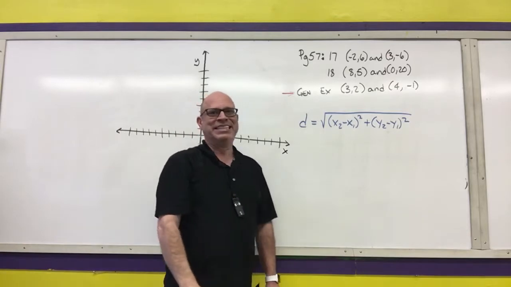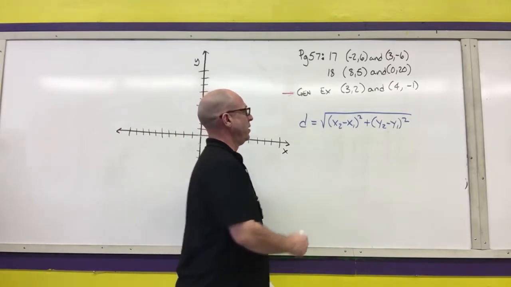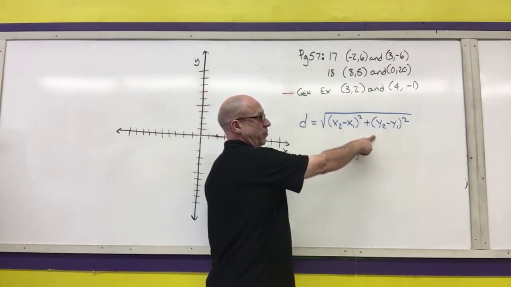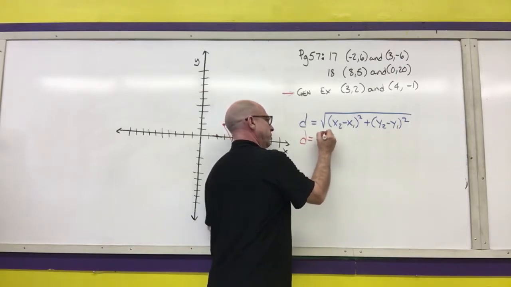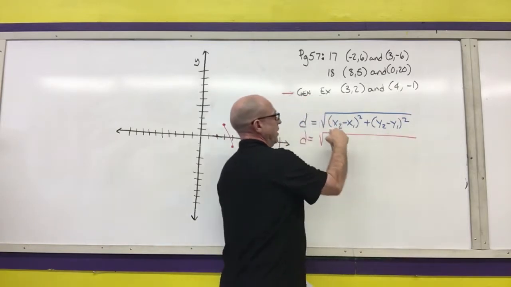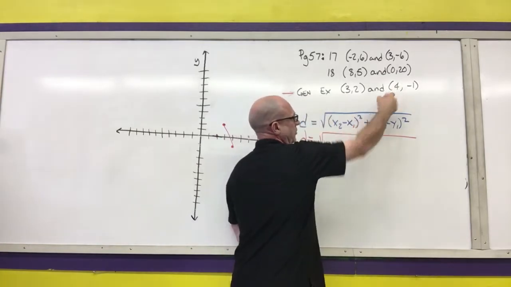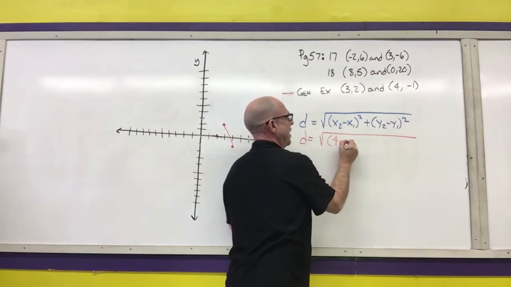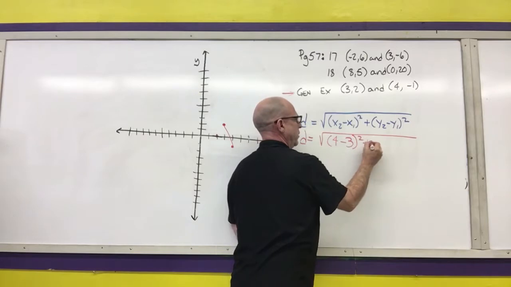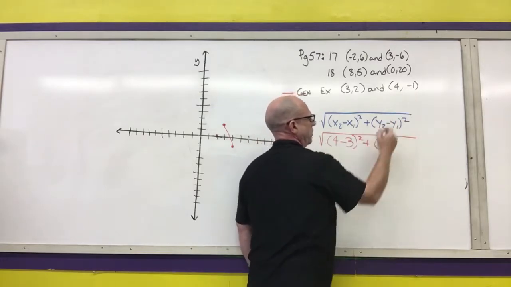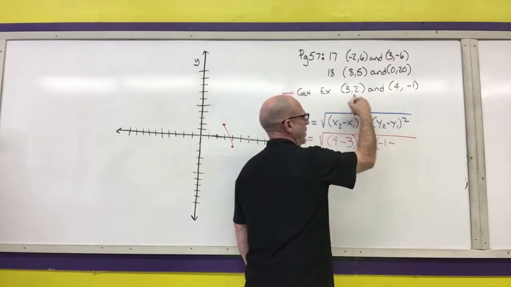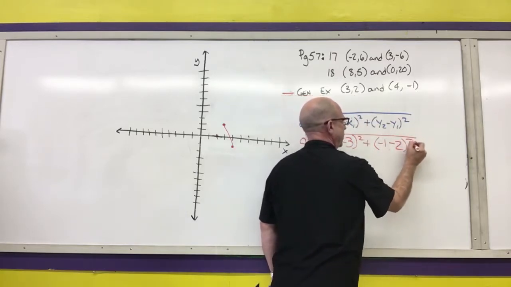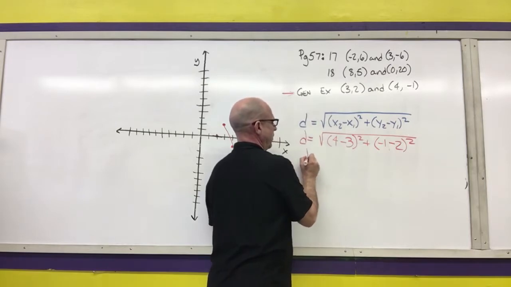Well, one method of finding the distance is to use the distance formula. So I'm writing the distance formula from where we derived it, and the distance is equal to the square root of the second x-coordinate, which is 4, minus the first x-coordinate, which is 3, quantity squared, plus the second y-coordinate, which is -1, minus the first y-coordinate, which is 2, quantity squared. Follow my order of operations.